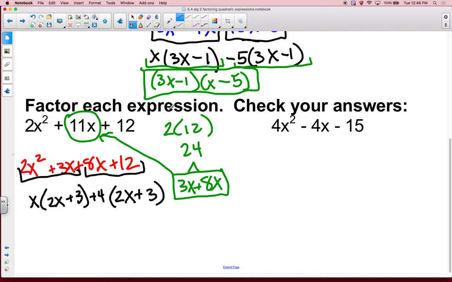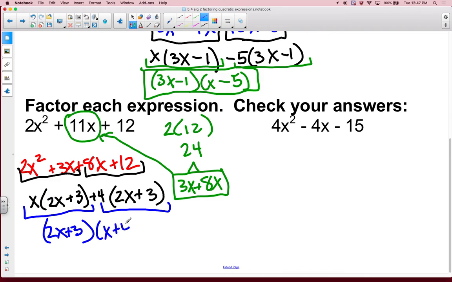Alright, so then our last part here, we say, what did we make both of these have in common? We made both of them have a 2x plus 3, and therefore I'm left with an x plus 4 left over. Make sure that you multiply this out by using FOIL, and you will get back to this original quadratic trinomial.